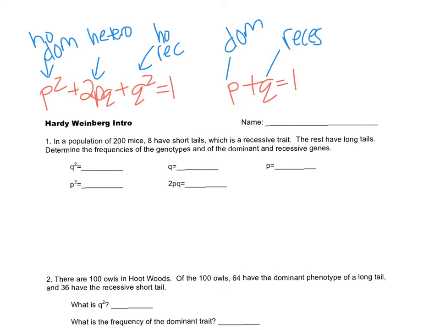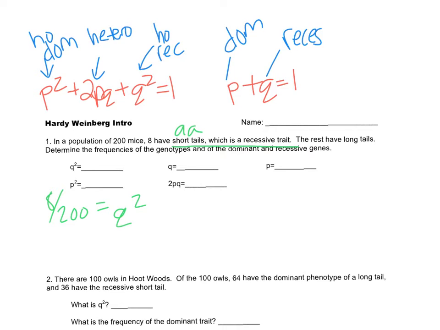To solve these problems, the trickiest part is probably identifying what information you are given. Question number 1 tells me I have 200 mice. 8 have short tails. Short tails is recessive. The only way to get a short-tailed mouse would then be a homozygous recessive mouse. So I know that the value I'm given, 8 out of 200, must be q squared, because the only way to have a short-tailed mouse is to be homozygous recessive.